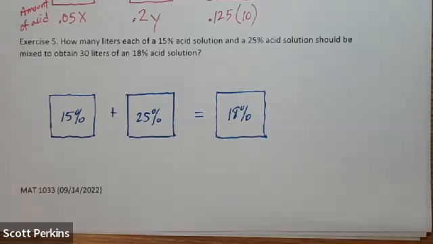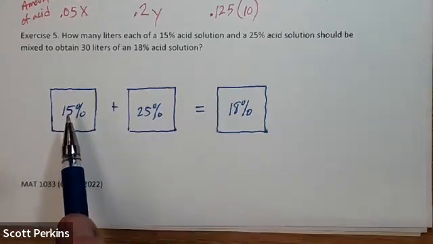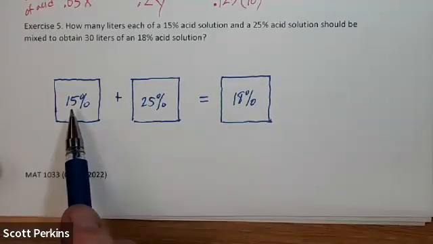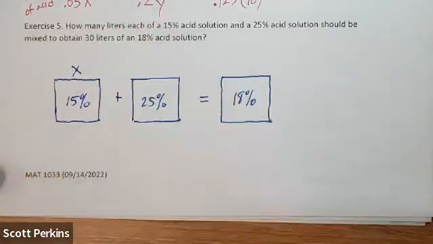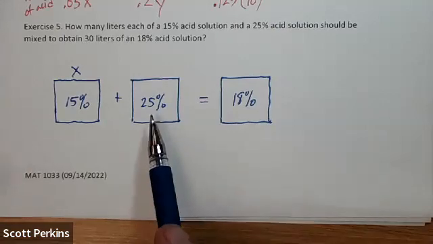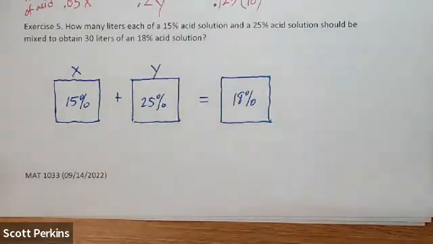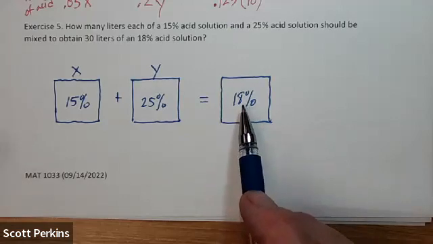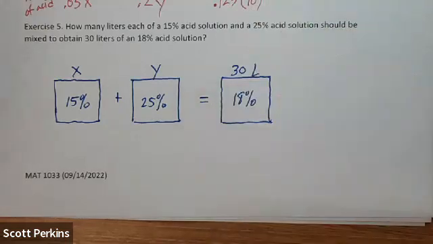For my total amount that I'm going to put on the top, how much of the 15% solution am I putting into this mixture? Yeah, I don't know, right? Say it loud and boldly. X. Perfect. How much of the 25% am I adding? I don't know, so I'm going to call that Y, or whatever your favorite letters are. It doesn't matter. How much of the 18% do I want to have? 30, and I'm going to use an L for liters. 30 liters. Great.